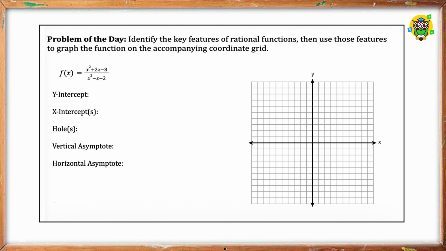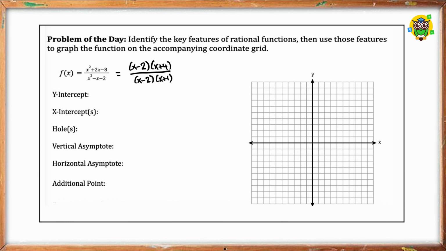f of x equals x squared plus 2x minus 8 over x squared minus x minus 2. So we want to start off by rewriting this function in factored form. For our numerator, we have x minus 2 times x plus 4 over x minus 2 times x plus 1. Now that we have done this, we can move on to finding the y-intercept.